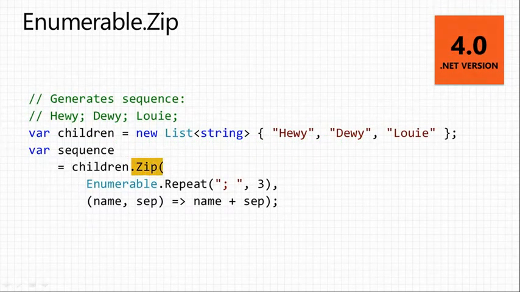So for example, there's a new zip extension method in .NET 4. What this does is it takes two sequences of items and it combines the pairs of them together to give a new sequence. So in the case we've got here, we've got three names, Huey, Dewey, and Louie. And to each name, we suffix a semicolon and a space. We still end up with a sequence of three strings at the end, but each one of them has had the semicolon and space added to it, which opens things up, say, for a join in the next step.